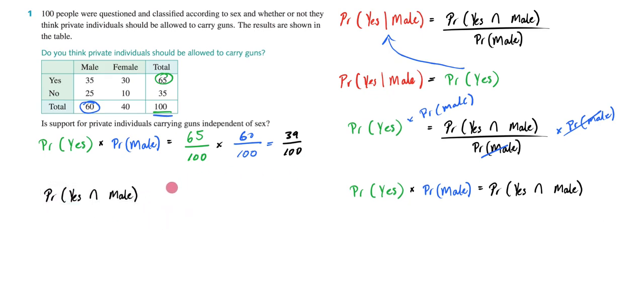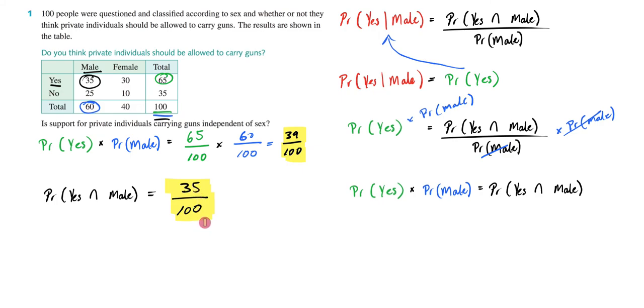How are we going to figure this out? Well, this is a bit easier for us to figure out: the intersection of yes and male. So here's yes, here's male, here's our intersection point. So it's going to be 35 over 100, because we're still dealing with that. So there are our answers, 39 over 100 and 35 out of 100.